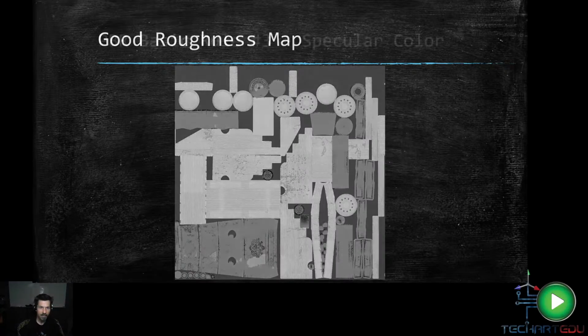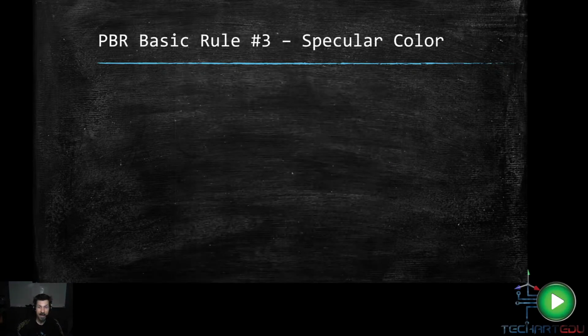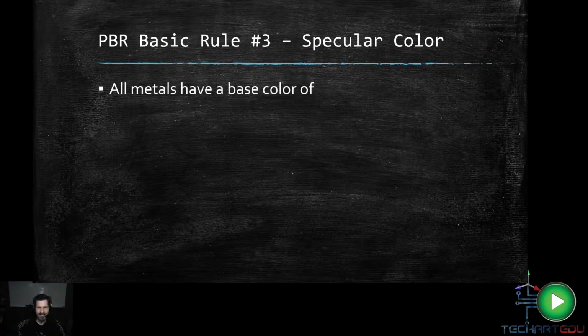Okay, now, rule number 3, specular. I don't really know if this should be a rule, if this just kind of slipped in here because we need to include it. But all metals have a base color of black. All metals are black. They don't have any kind of color at all. That's the kind of weird thing, but that's what makes PBR show. Yes, all metals are black.